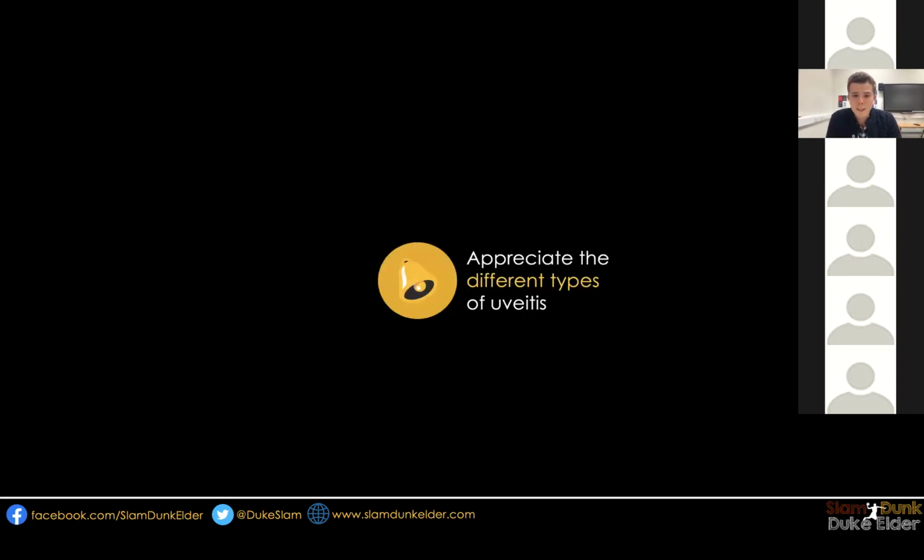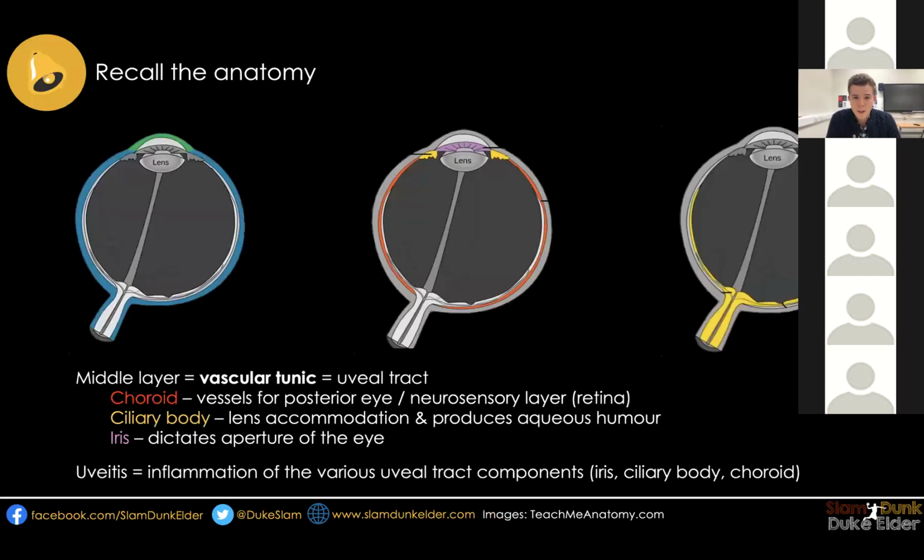So let's start with our first learning outcome, which is appreciate the different types of uveitis. If you guys were here for our anatomy lesson, here's a quick recap. There are effectively 3 different distinct layers to the eye in terms of anatomical division. We have the outer layer, which involves the sclera as well as the cornea. We have the middle layer, which is the vascular tunic.